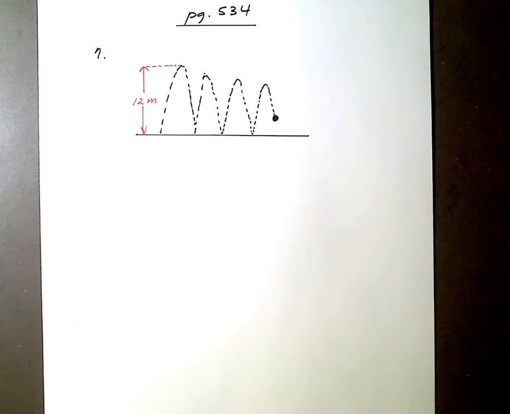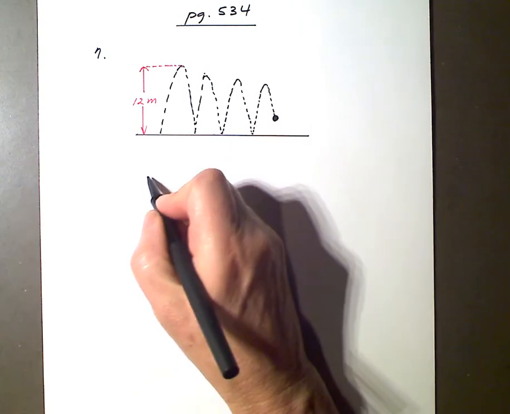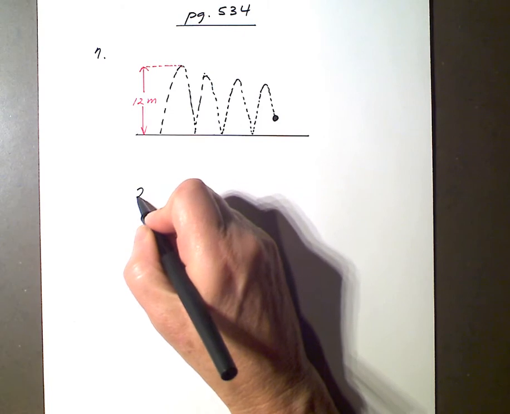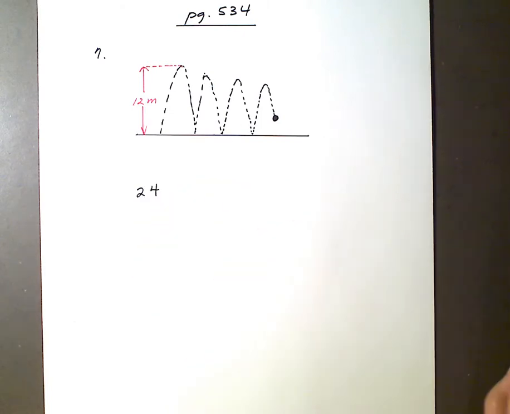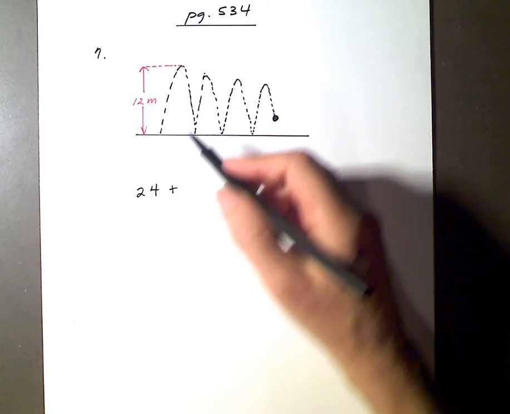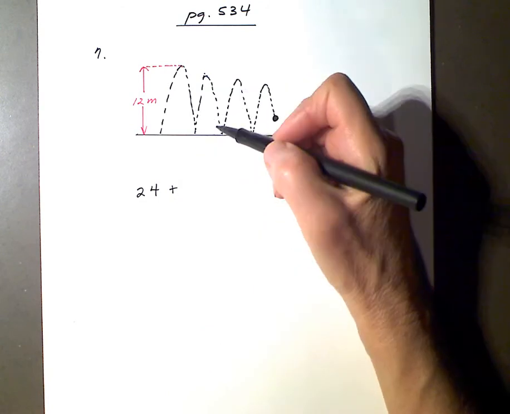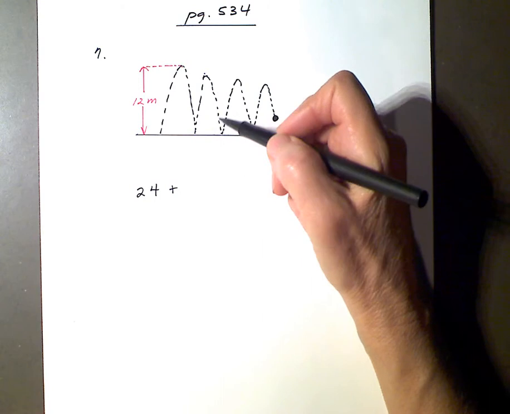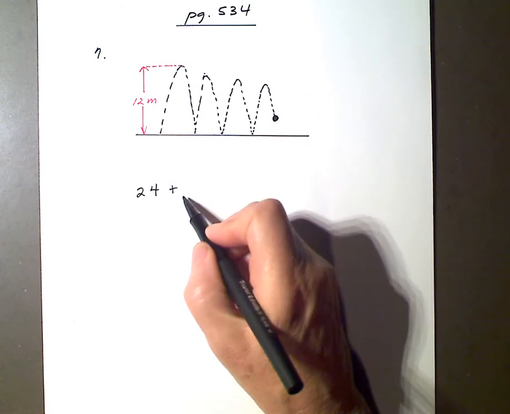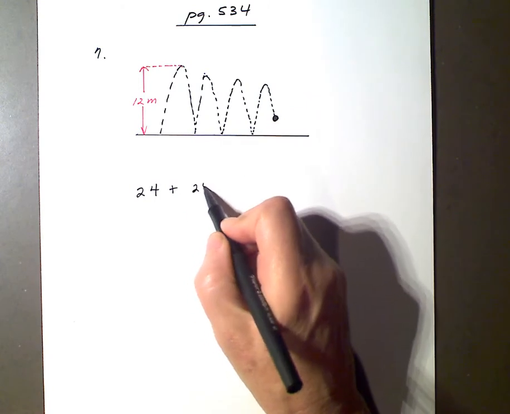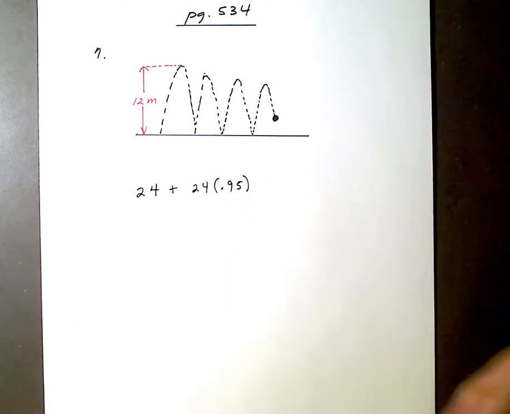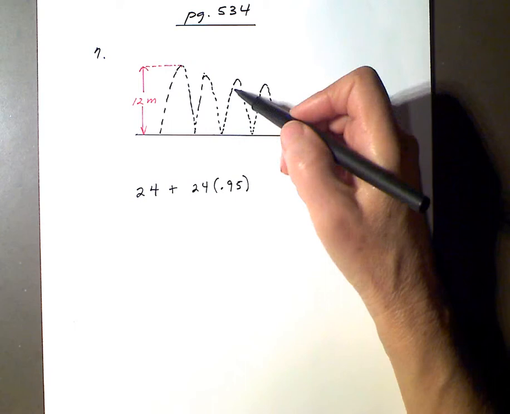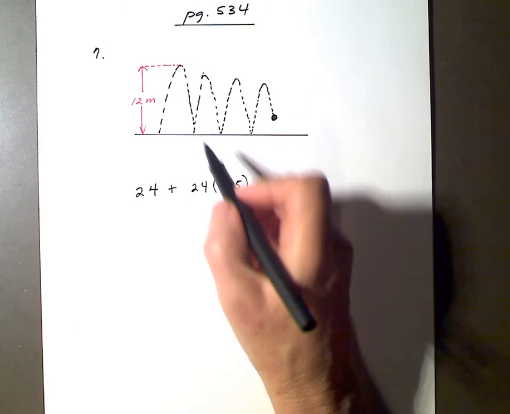So, let's make a list. The first up and down is 2 times 12, or 24 meters. And then on the next bounce, it goes 95% of 12 up and 95% of 12 down, or up and down, 95% of 24. So then on the next bounce, it's going to go 95% of the previous bounce, so 95% of this.